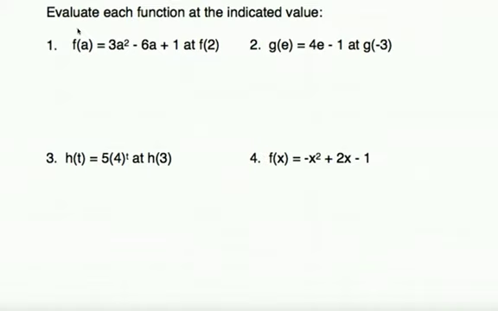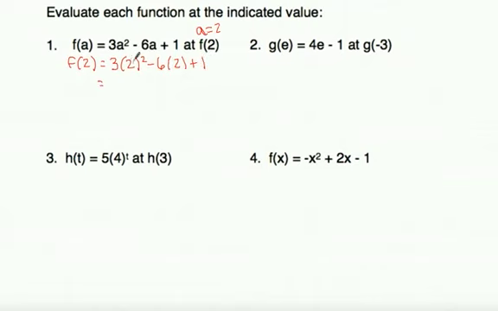Evaluate each function at the indicated value. So for number 1, you have f of a equals 3a squared minus 6a plus 1 at f of 2. So what you would need to do for that is it gives you what you want to plug in, and you are eventually going to figure out what is f of 2. So your input this time is going to be when a equals 2, and I use a because that's what they use throughout the problem. So I'm going to do f of 2 equals, and everywhere I see an a, replace it with 2. So 3 times 2 squared minus 6 times 2 plus 1.